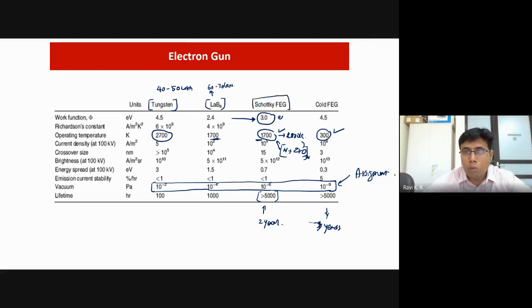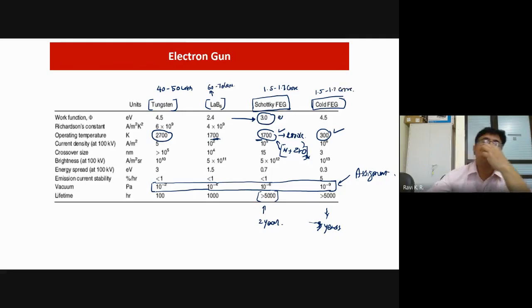These two microscopes, we need almost around 1.5 to 1.7 crore. This also would be similar. So this is the difference in terms of the investment. So that is the reason. In fact, this is actually good. If you have a LaB6 filament, it's actually a good machine.